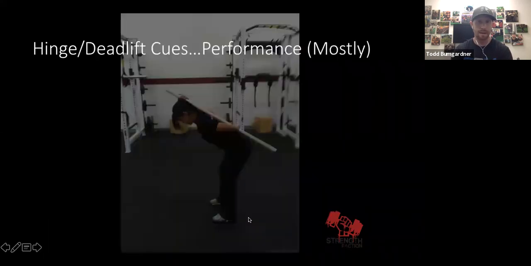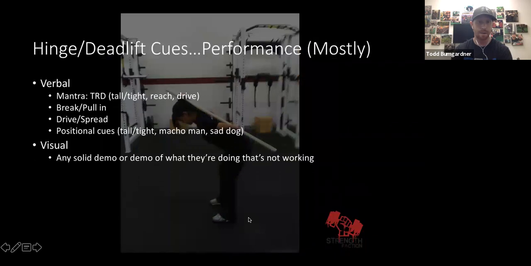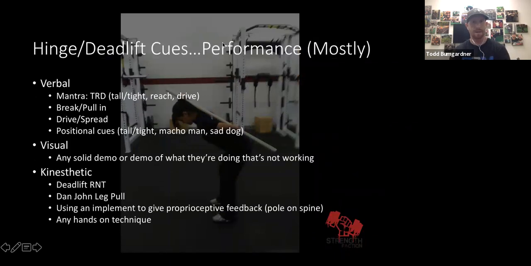So as we look at cueing, here's verbal, visual, and kinesthetic. Our mantra: tall and tight, reach, drive. Okay. The other thing that we want to think about is putting people in the middle of their feet and teaching them to dial, right? We want to stay balanced in the middle of our feet when we deadlift, and when we do really any kind of lifting movement on our feet.